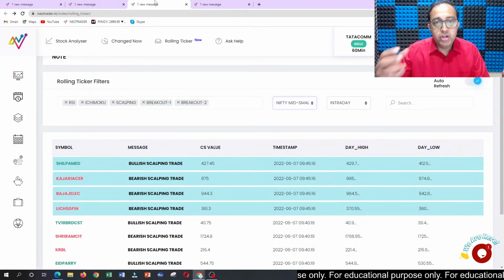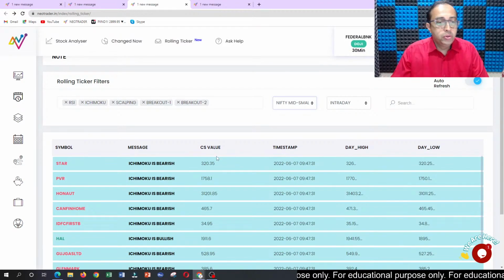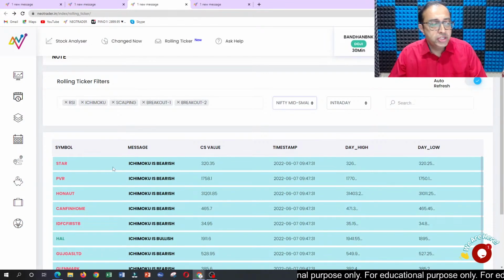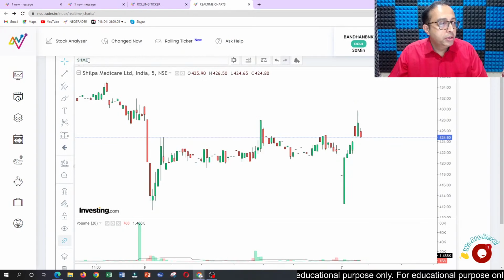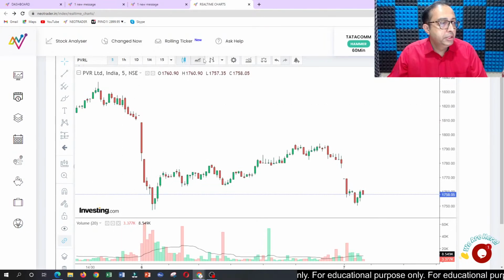You may have your strategies, but then from here, all you have to see is where are you getting a setup. If you're getting a setup here, you know that yes, this particular setup is indicating some bullishness, indicating some bearishness. You can see here PVR Ichimoku is bearish, right? So you go here, put down PVR here, right?